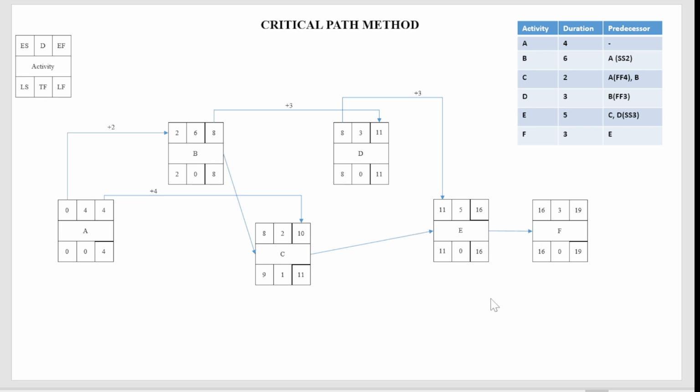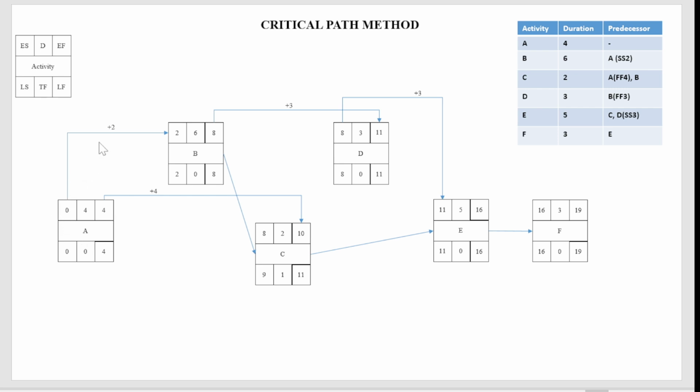Okay, since you have already filled in the durations, now let's do the forward pass. So activity A is starting on day 0, 0 plus 4, 4. Okay, 0 plus 4, 4 is done. Now activity B has a start to start plus 2 days relationship, which means this activity has a relationship with the start, not with the finish.